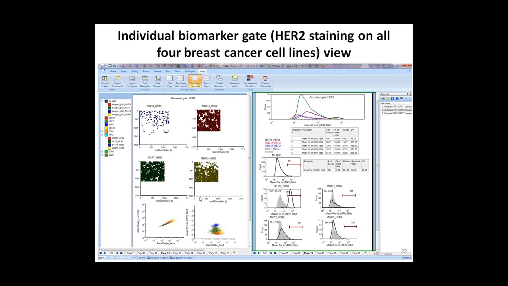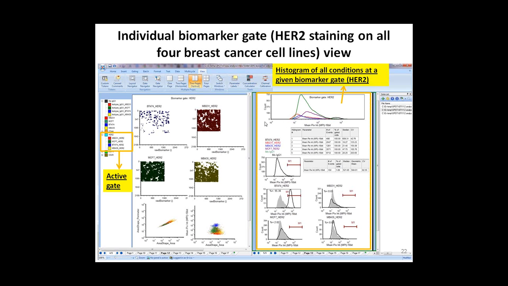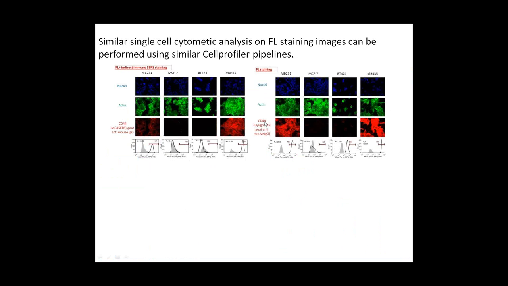Similarly, we can create another layout for the other protein markers, in this case HER2. The active gates are represented here, and the reports are generated here. So, similar single-cell cytometry can also be performed on the fluorescent staining channel, where we'll get a similar histogram here.